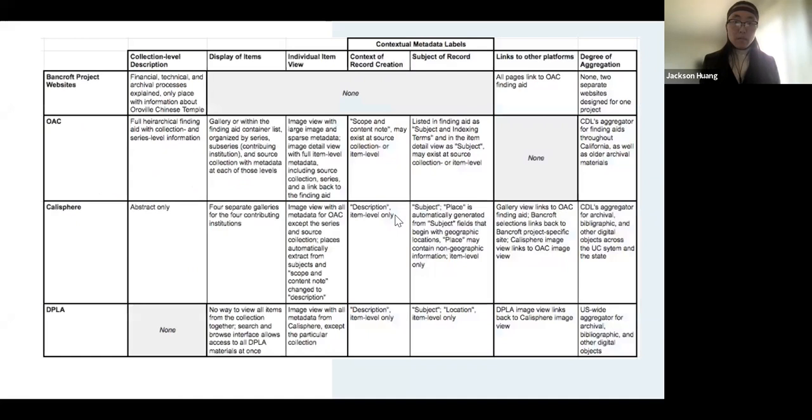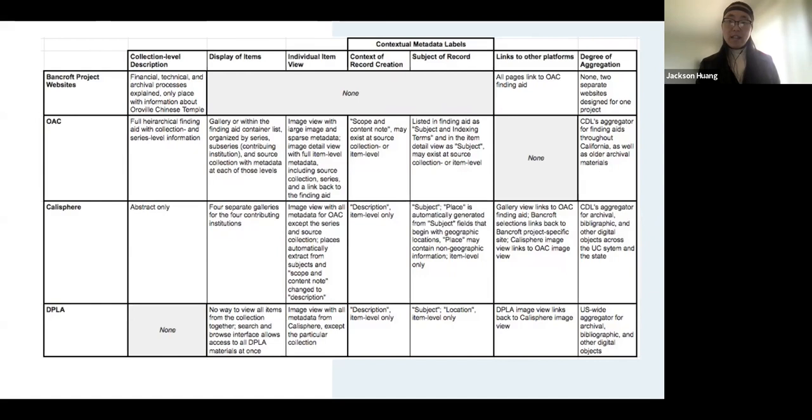So here's a brief overview of what's available on each platform. I'm going to focus on two different areas: what contextual information is available in each platform, and how easily can users find their way back to collection level description? So the collection website, hosted by the Bancroft, has information about the archival process itself, digitization and description decisions, and general information about the process overall, while the Online Archive of California, OAC, hosts the finding aid itself with links to the items.